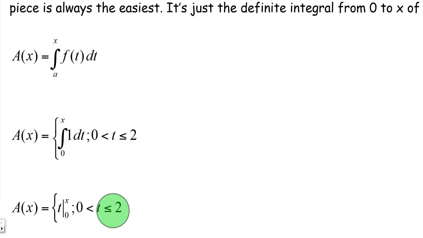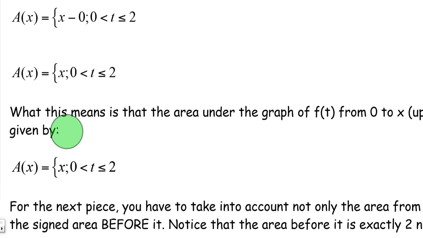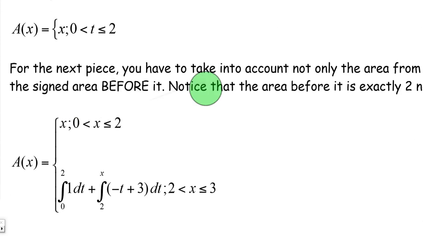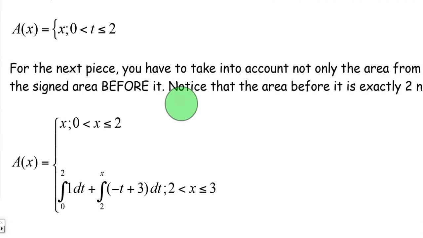Okay, so our first piece, as long as we're trying to find the area from 0 to 2, we just use x. But once we get past 2, things change. The next piece, you have to take into account not only the area from 2 to 3, but what came before it. And as I said before, that area is constant.